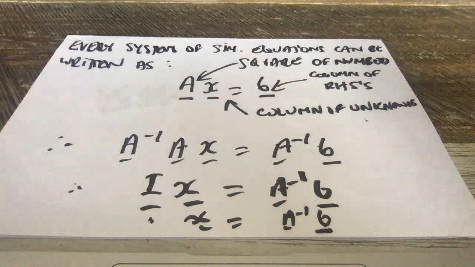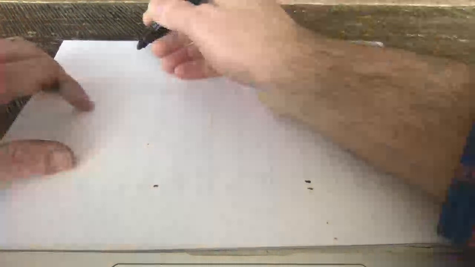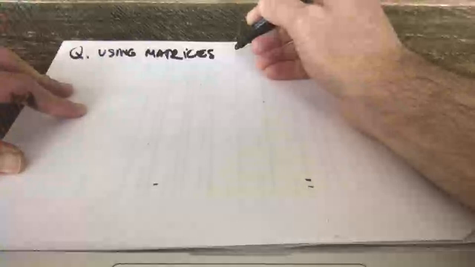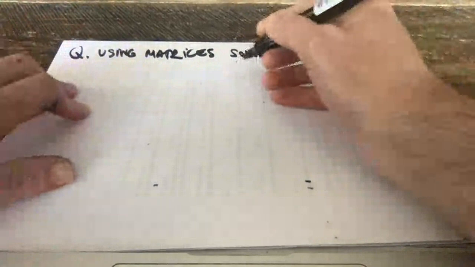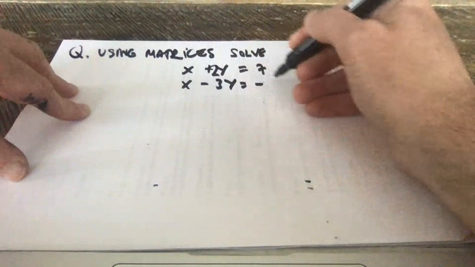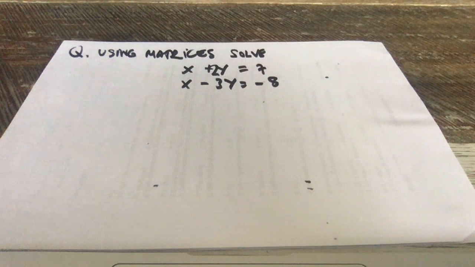So let's show you what's examinable. All right, let's go back to our system of equations. Using matrices, solve x plus y is equal to 7, x plus 2y is equal to 7, and x minus 3y is equal to minus 8. So guys, this is the example in the book. This is on page 269 if you have the book.